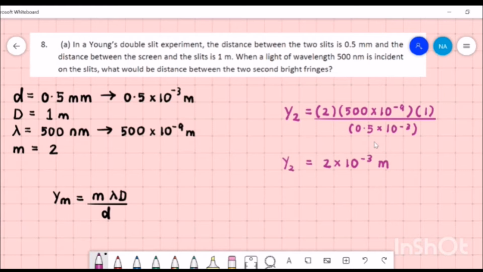For lambda, it's 500 nanometers. When we change to meters, it becomes 500 times 10 to the power of negative 9. For m, it's 2. So we use the formula ym equals m times lambda times capital D over small d. When we substitute all the information given, we get that the distance between the two second bright fringes is 2 times 10 to the power of negative 3 meter.